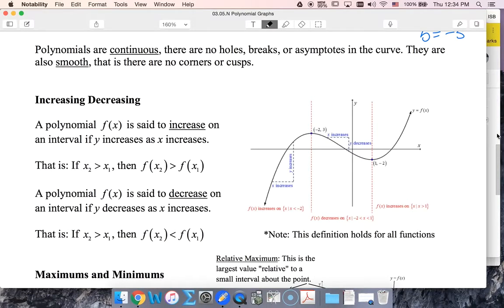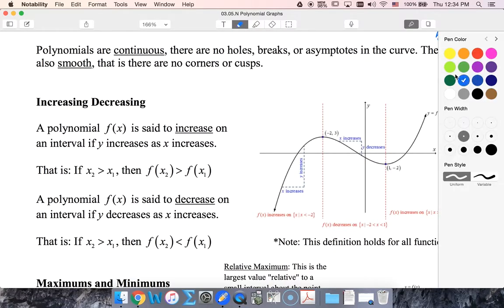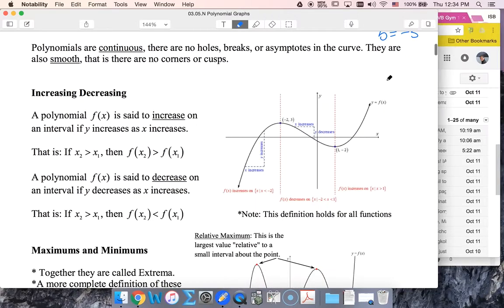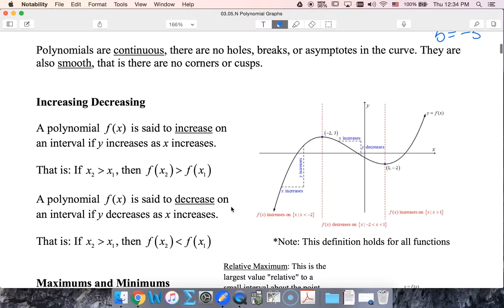All right, so now we're looking at graphing polynomials. So the first thing we need to know about the graph of a polynomial is that the graphs of polynomials are smooth. So what that means is that I can draw it without ever lifting my pencil up. And there's also going to be no corners.